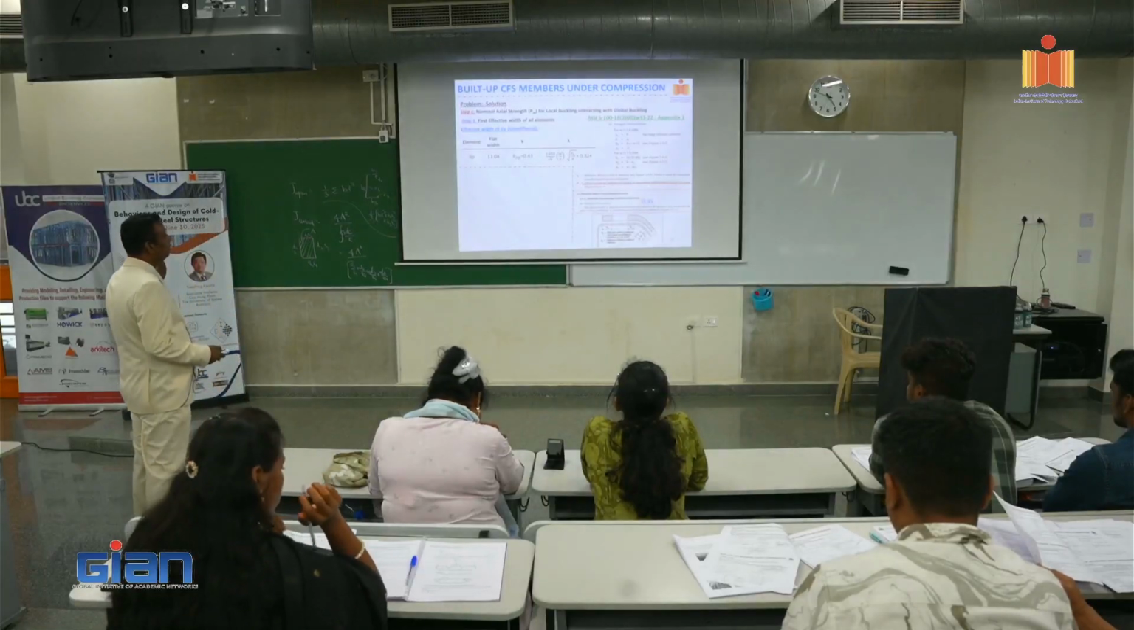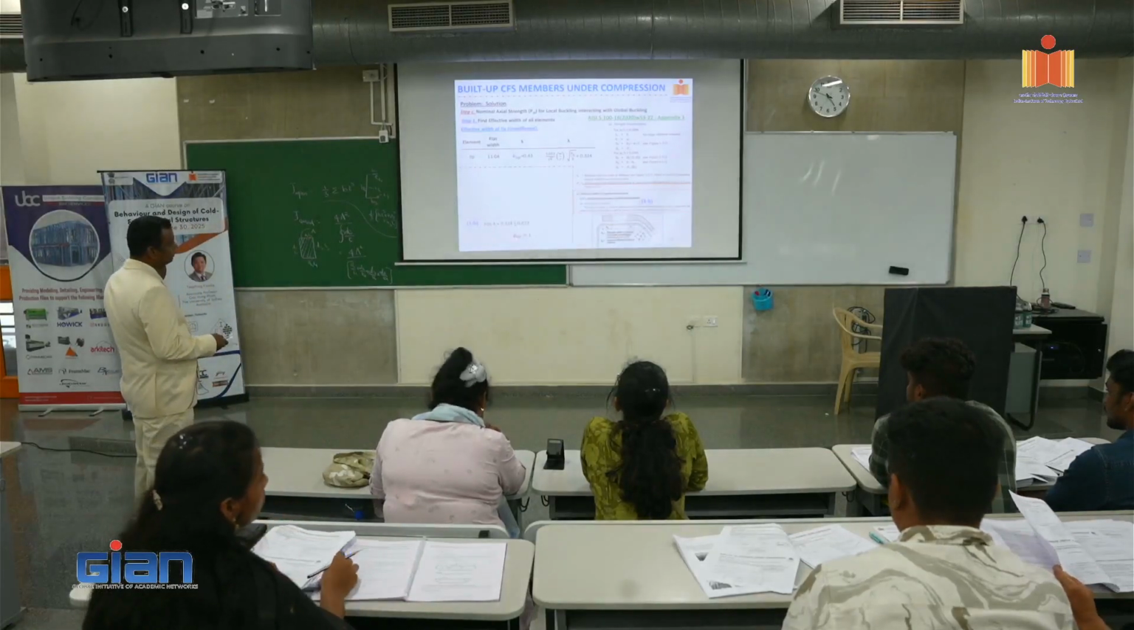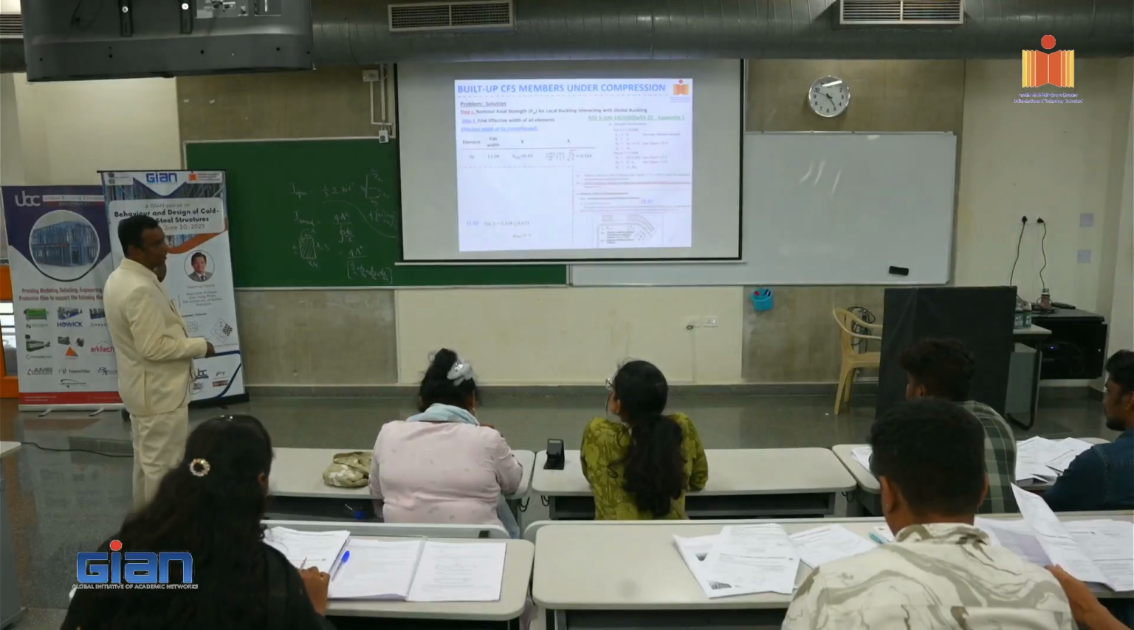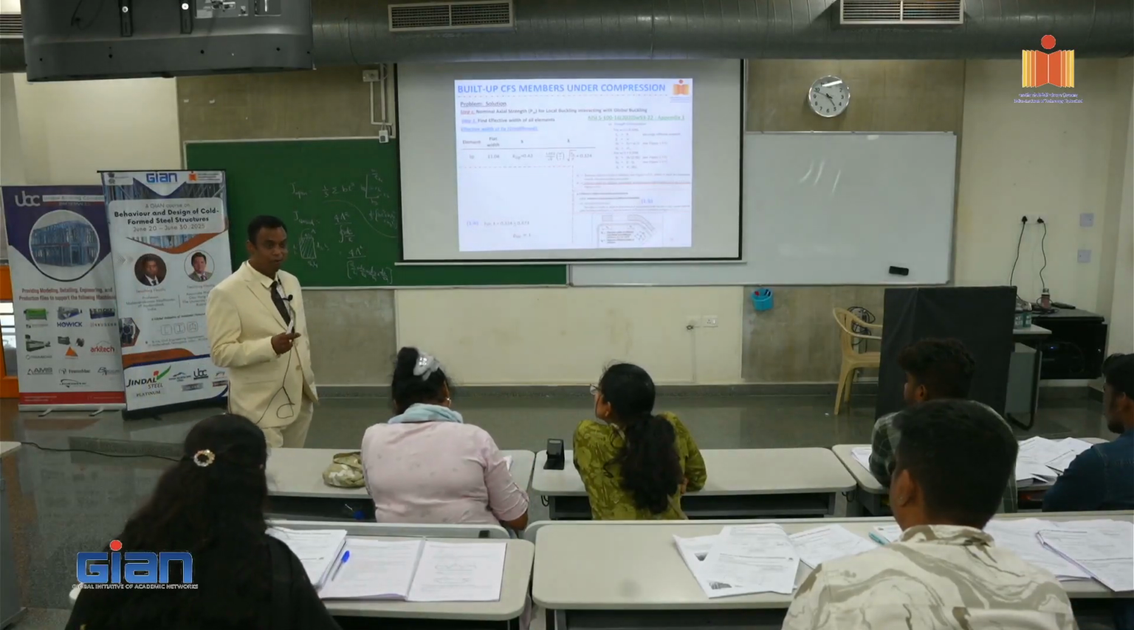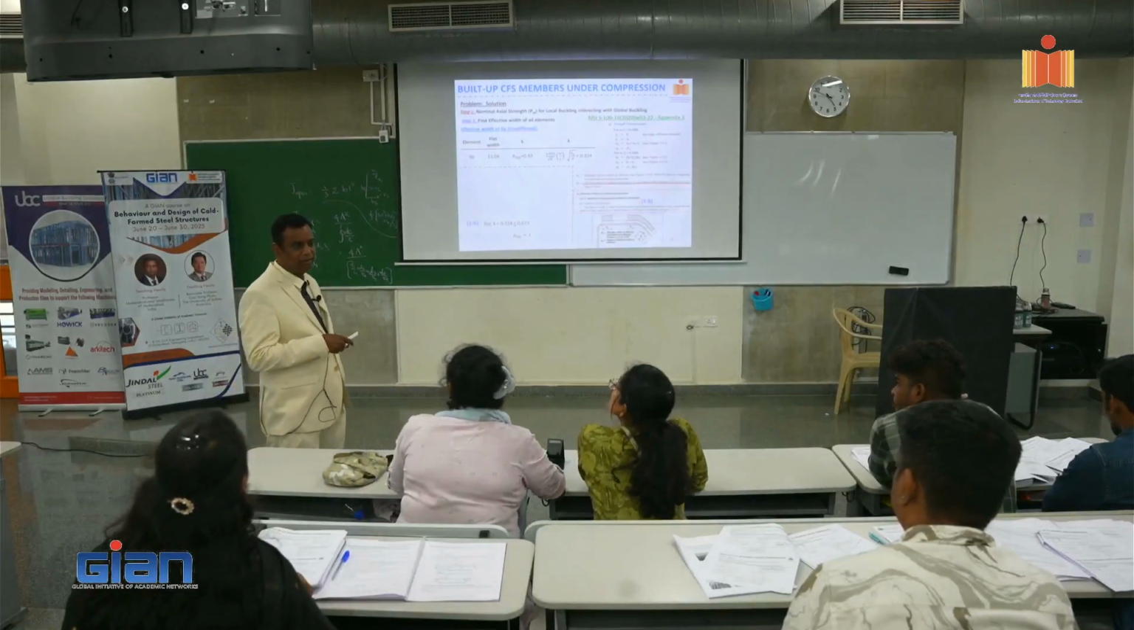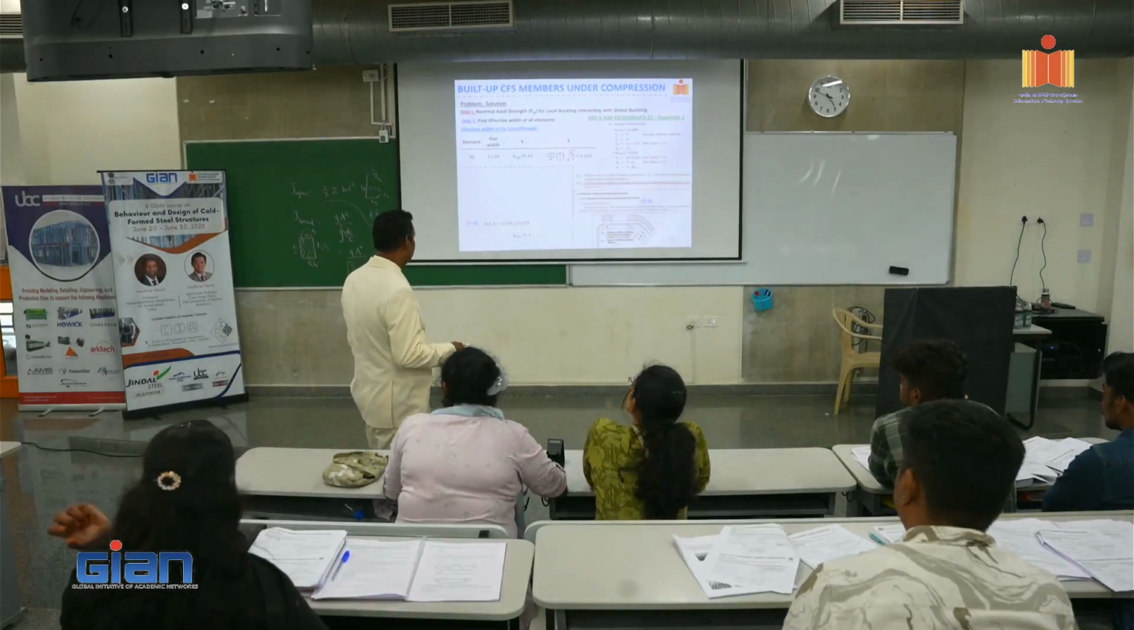Right? 0.324 is less than 0.673. It means that the row lip is 1. But the code says that even though it is 100% this one, because it is a lip with one side unstiffened, you cannot take 100% advantage. You have to put a reduction factor.